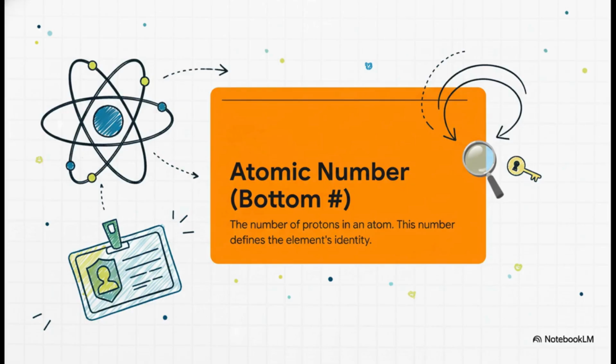Think of it as the atom's social security number, or its unique ID. It tells you the number of protons. If an atom has 3 protons, it is always lithium, no exceptions. It's literally what defines it.